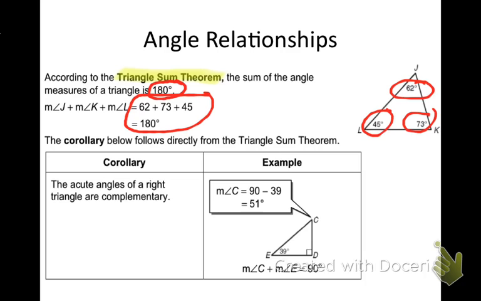Now, the corollary here, the next one. This would be new for most of us probably, but when you look at it, you probably think, oh yeah, that makes sense. In a right triangle, one of them is a 90-degree angle, so the other two angles would add up to 90 degrees. What this corollary says is the acute angles of a right triangle are complementary, as in they add up to 90 degrees. The shortcut there is, instead of subtracting from 180 to find the missing angle, you could just subtract from 90.